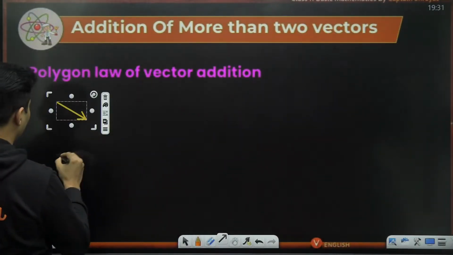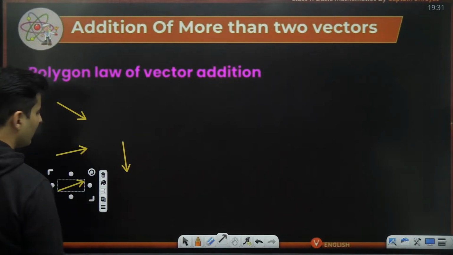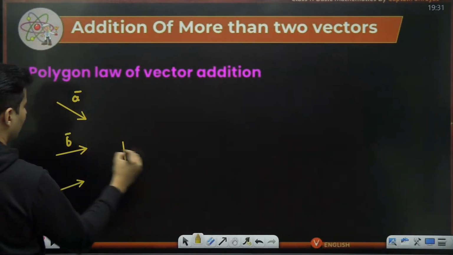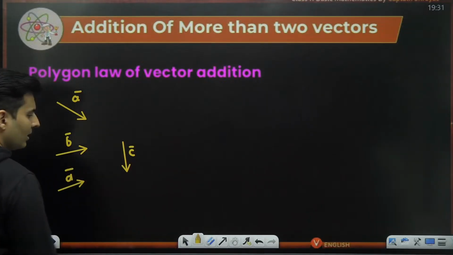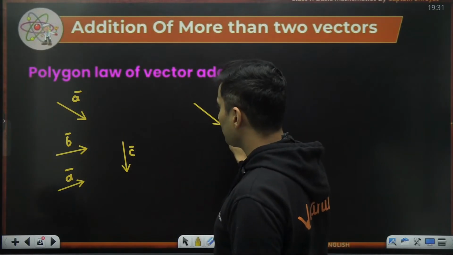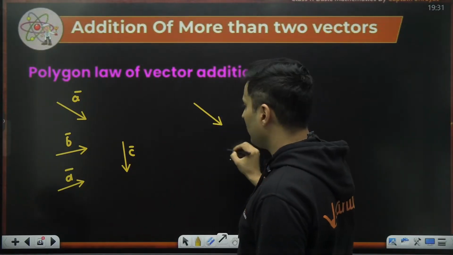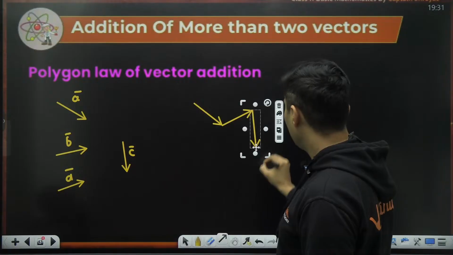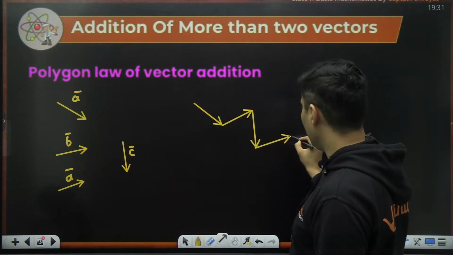Say you have vector A, vector B, vector C, vector D, like this, and all these vectors need to be added. This is vector A, this is vector B, this is vector C, this is vector D. Then start with any of these vectors. Let's say you start with vector A, it was like this. Then let's say you go to vector B, which is like this. Then you go to vector C, which is like this. And then you go to vector D, which is like this.